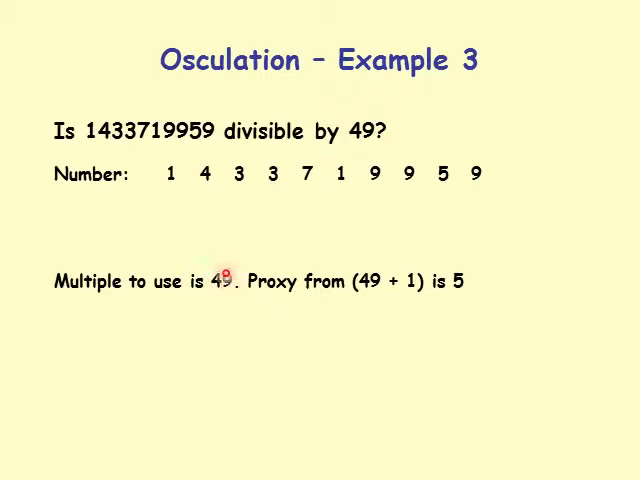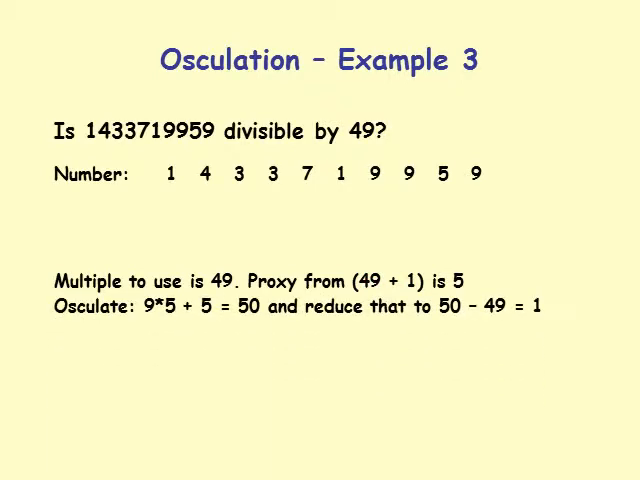49 times 1 is 49. It ends in 9. Okay, and one more than that is 50, and the proxy is 5. Let's continue. First osculation is 9 times 5 plus the next digit here, 5, which is 50, and we will reduce that to 1. 50 minus 49 equals 1. So we osculate these 2 digits and get a 1.